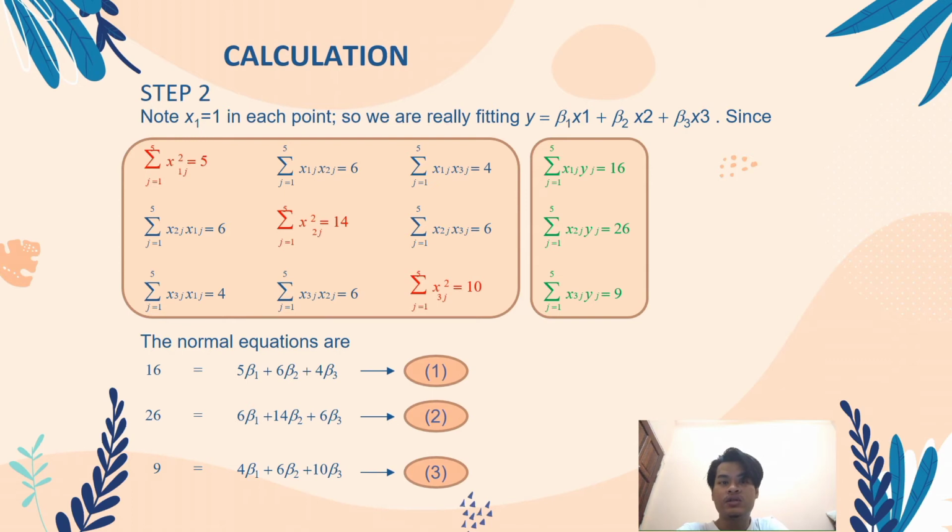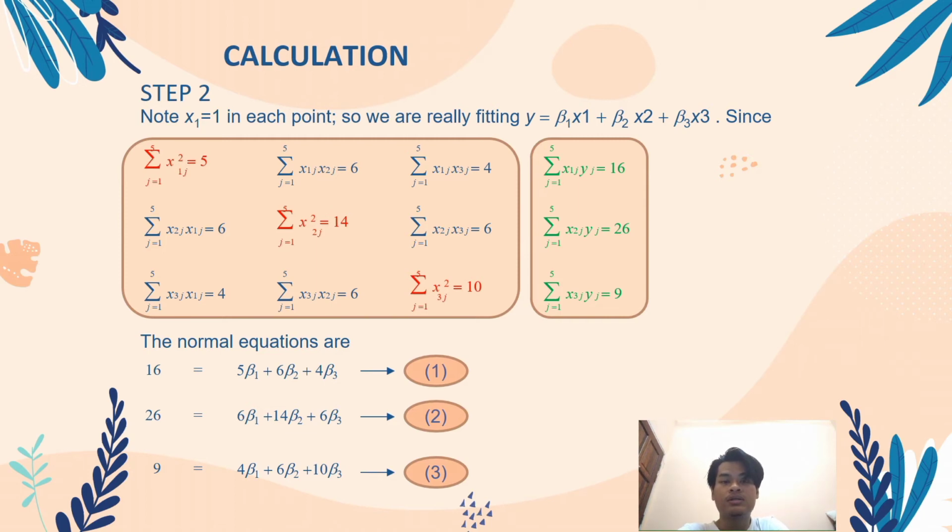For the first equation, summation of x1 power of 2 plus summation of x1 times x2 plus summation of x1 times x3 equal to summation of x1 times y. For the second equation, summation of x2 times x1 plus summation of x2 power of 2 plus summation of x2 times x3 equal to summation of x2 times y.